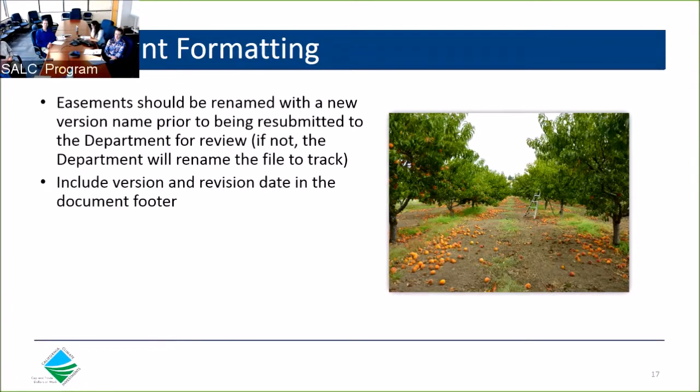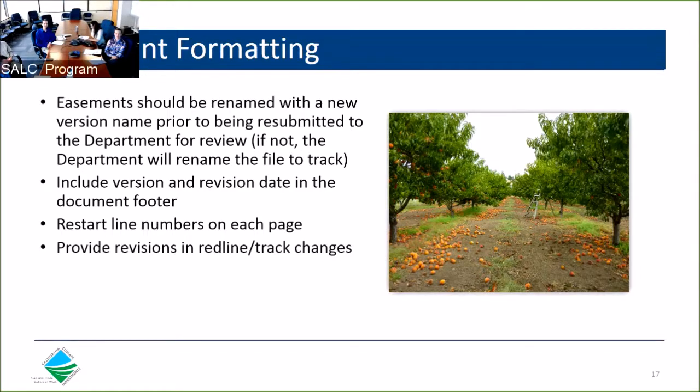Within the file itself, please include the version number and date of last revision in the footer of each version. Also, be sure to turn on line numbering and have the line numbers restart on each page. All changes between each version should be provided in red line or track changes. If the department has noted that it is still reviewing specific language in a version returned to the grantee, please leave that language and track changes in each subsequent version until the department has indicated whether the language has been accepted or rejected. If the department does not comment on language and track changes and those changes are amenable to the other parties to the easement, those changes can be accepted in the next draft sent to DOC for review.